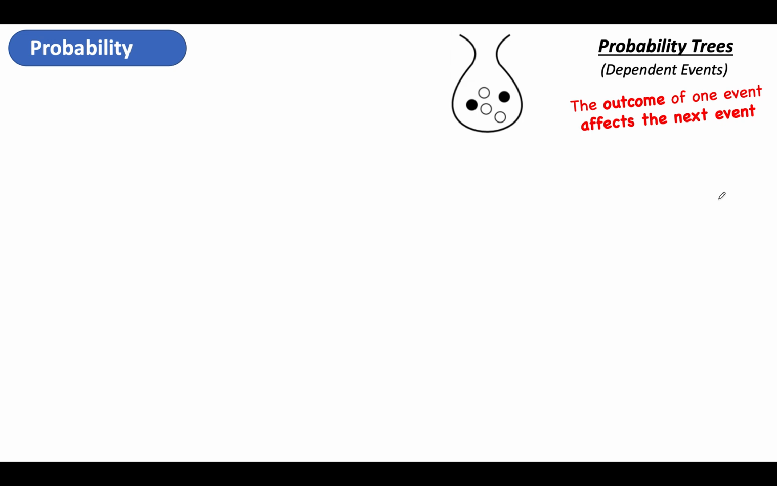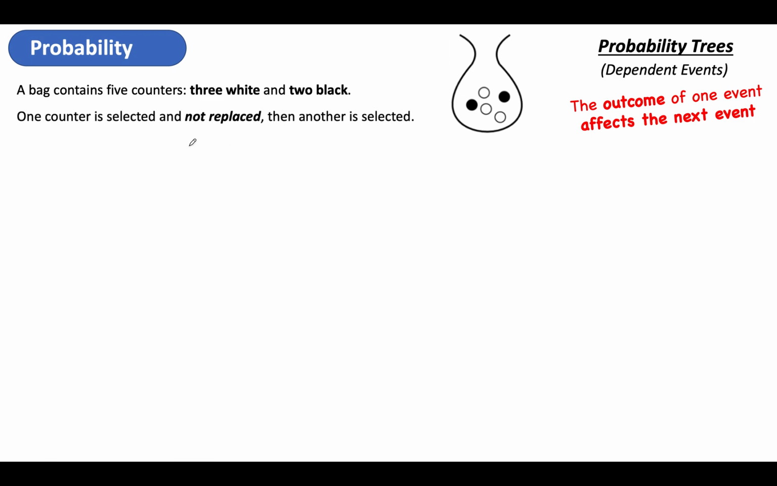There's a bag and it's got some counters in. A bag contains 5 counters. 3 white and 2 black. I even just said 3 white and 2 black, and for some reason I can't read. So that's what it's got. 1 counter is selected and not replaced.